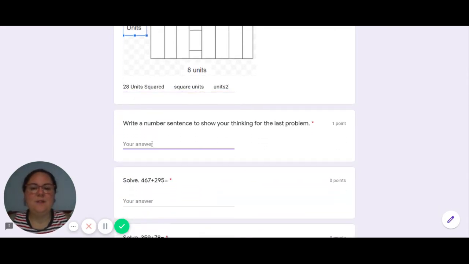Next, it says write a number sentence to show your thinking. The easiest way to write your number sentence is to use the formula. I told you, and I've taught you this Monday and Tuesday, when you find area, you're going to multiply length times width. So you could have typed 8 times 3 and 1/2, and then put in your answer. 8 times 3 1/2. That is one way I would have accepted that answer.